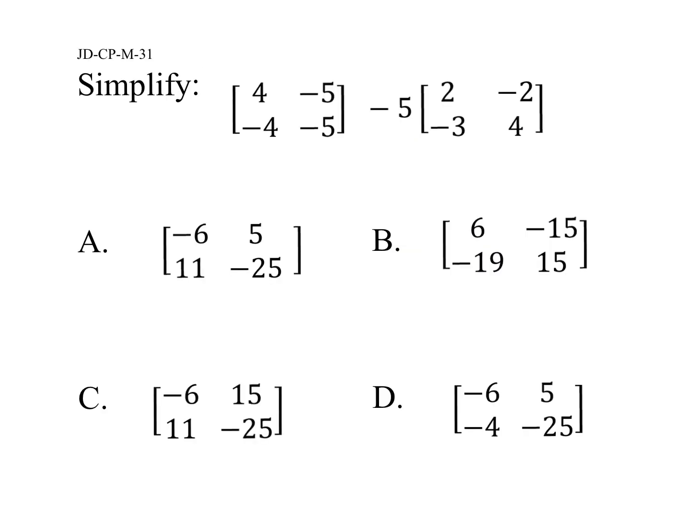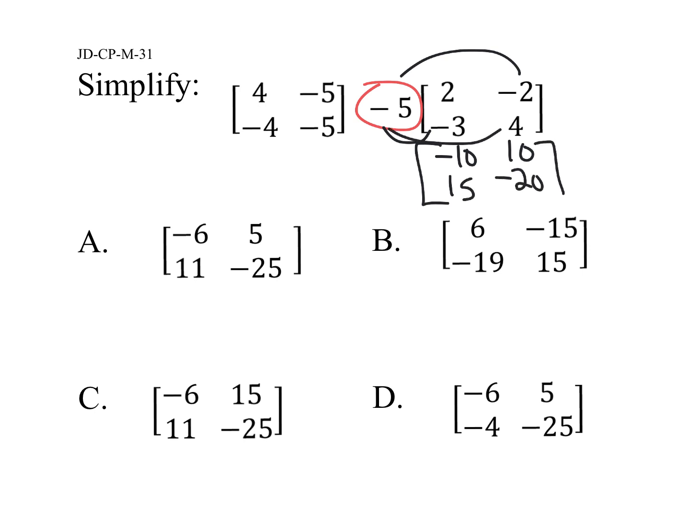Number 31, they want us to simplify this. Basically then everything in the second matrix is getting multiplied by -5. So -5 times 2, top left is -10. -5 times -2 is +10. -5 times -3 is 15. -5 times 4 is -20. And then we're just adding the elements that are in the same spot.